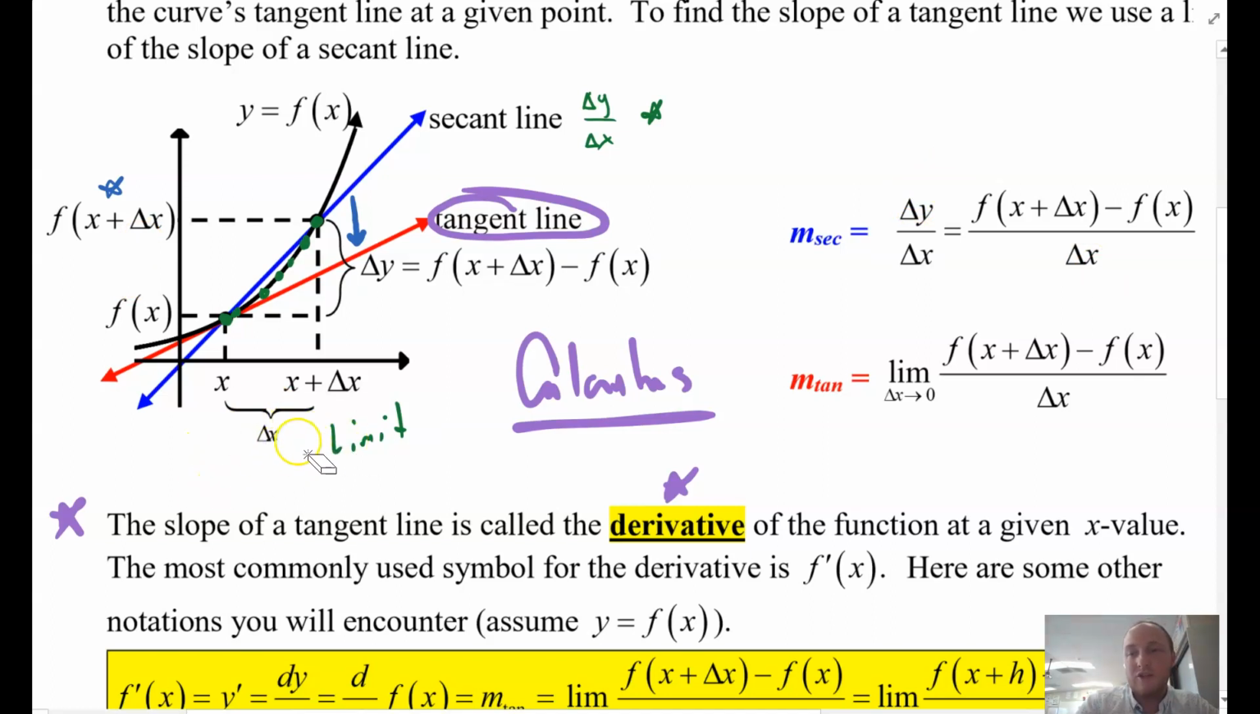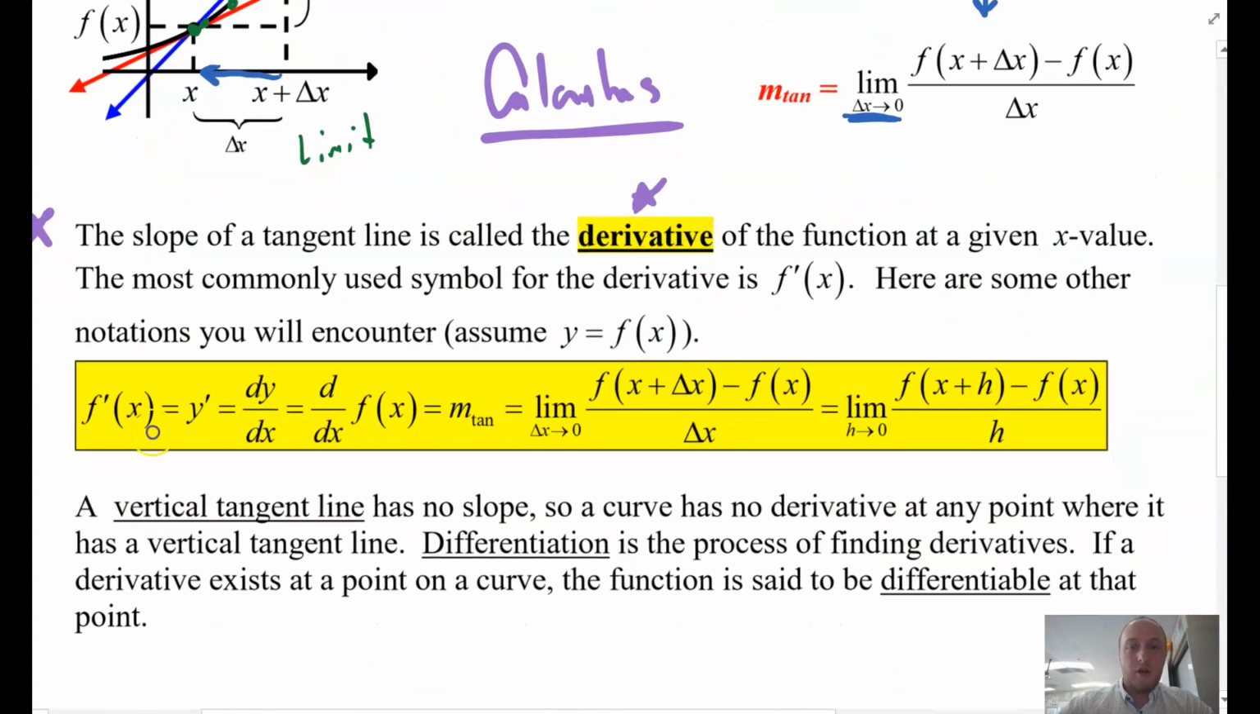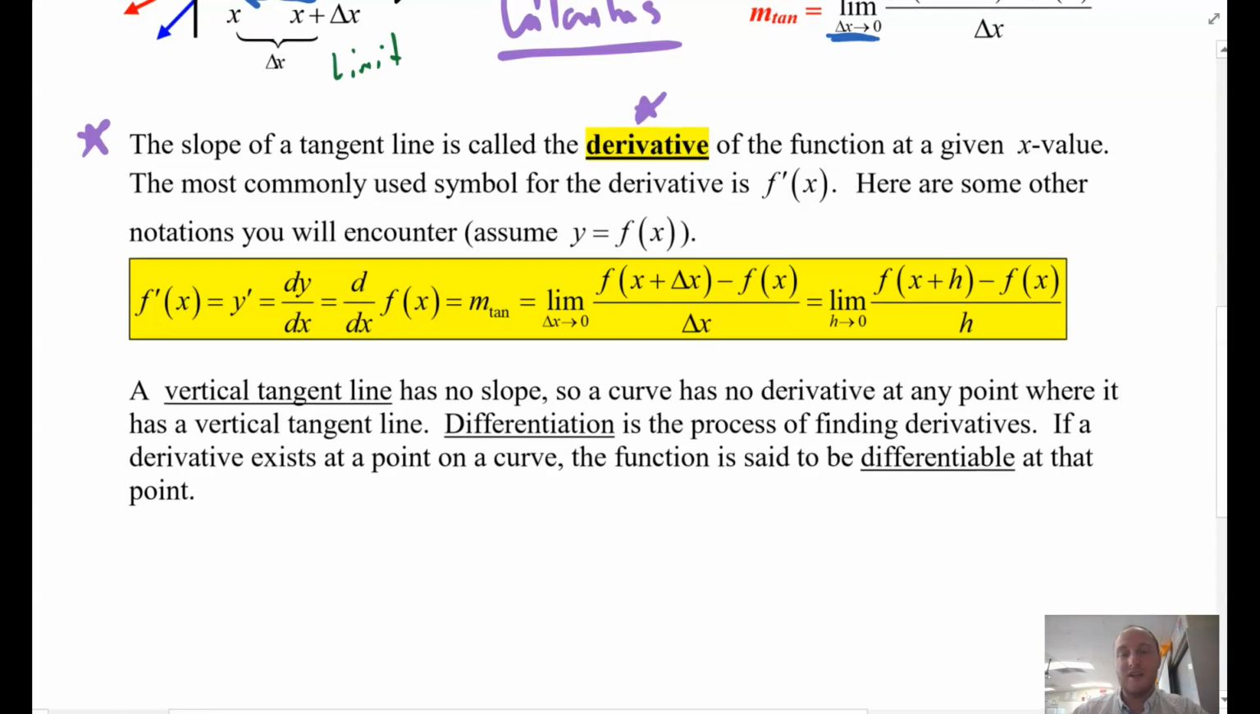Okay, so what we want to do is we're going to take this idea, and we're going to take the limit as delta x approaches 0, right? I want this x value, delta x, to shrink to 0, and that will give us instantaneous rate of change. So the slope of a tangent line is called the derivative. This is very important. The derivative, it's the slope of a tangent line.